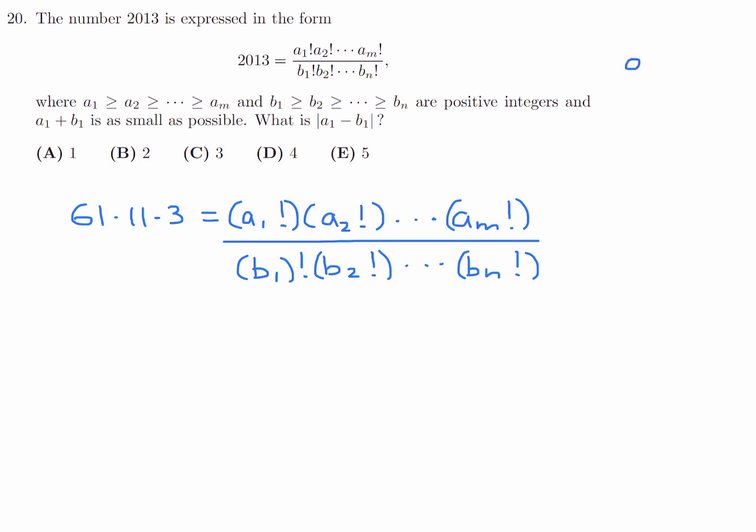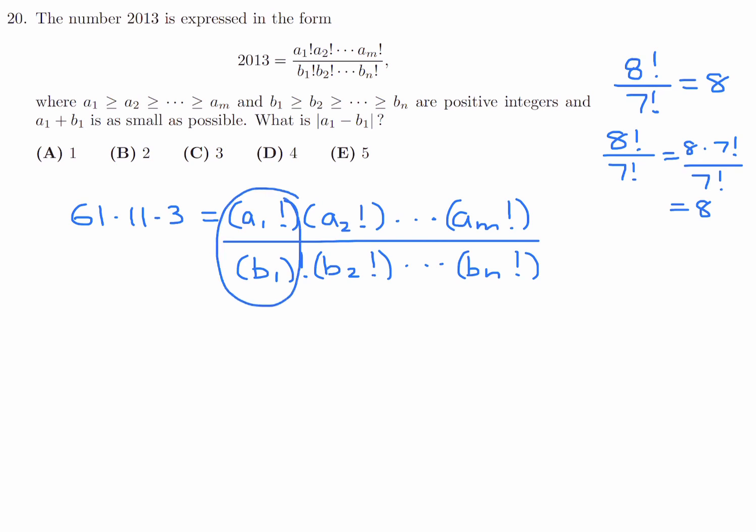For example, if I have 8 factorial over 7 factorial, it cancels, right? All this is just 8, because 8 factorial over 7 factorial is really just 8 times 7 factorial, and that's of course over 7 factorial, and therefore the 7 factorials cancel, and that's why you're just left with 8. So a bunch of these, and probably not too many, maybe only 3, cancel each other to give us 61.